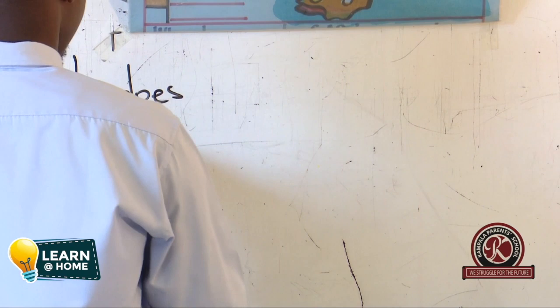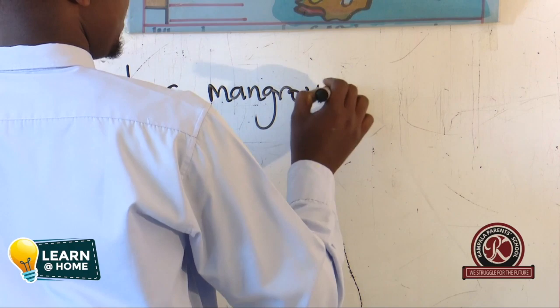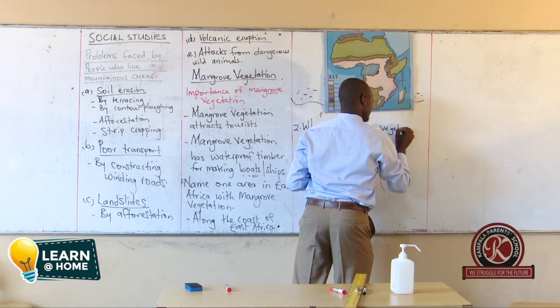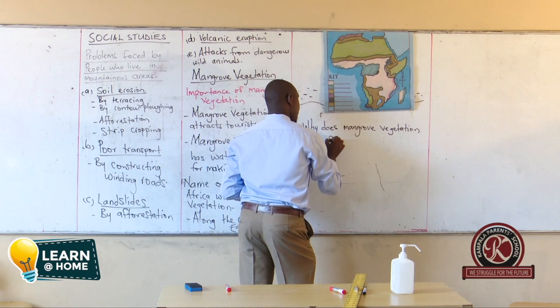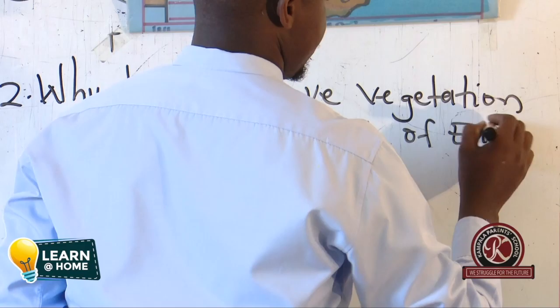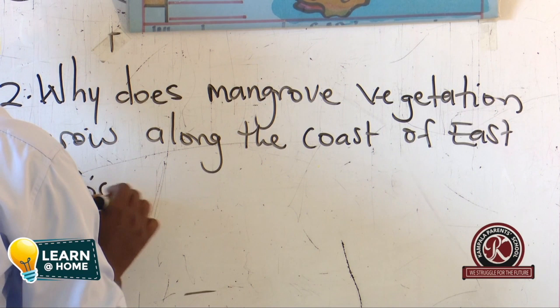Why does mangrove vegetation grow along the coast of East Africa?